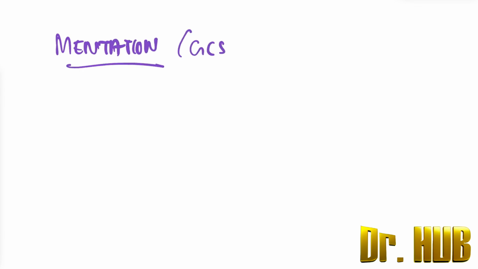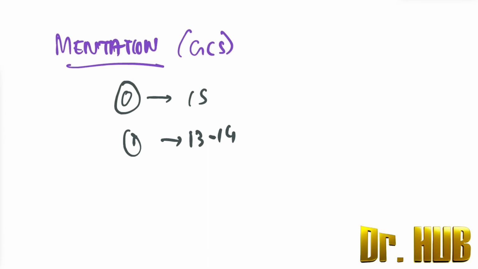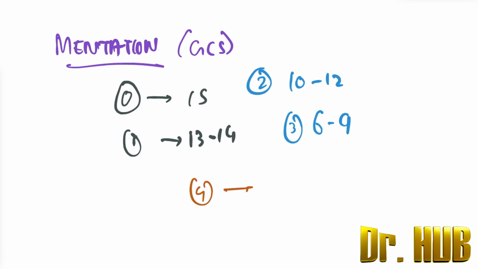So in terms of mentation, it is the GCS, and here we have scores 0 to 4. 0 means it is 15, 1 stands for 13 to 14. Next, grade 2 is 10 to 12. Then 3 stands for 6 to 9. Lastly, grade 4 will be standing for less than 6.